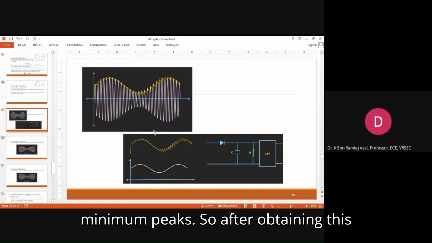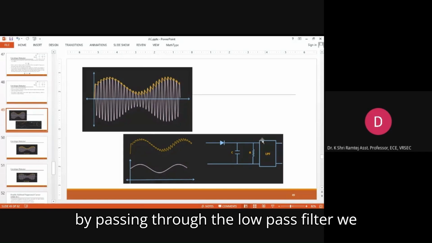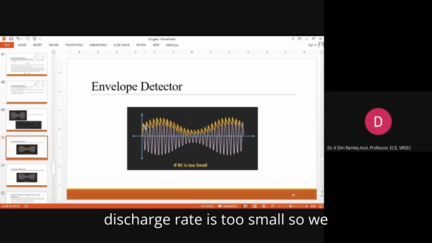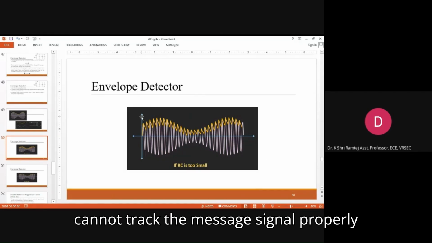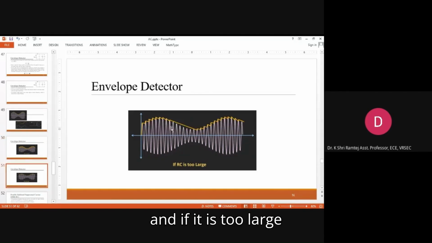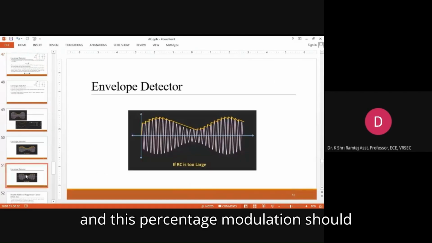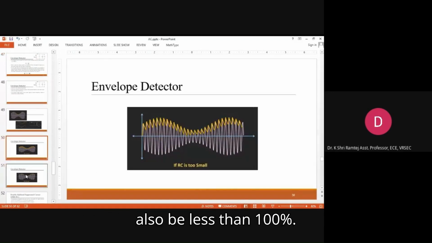After obtaining this, by passing it through the low pass filter, we can get the message signal. If the discharge rate is too small, we cannot track the message signal properly, and if it is too large, these peaks will be missing. So we should lie between these two values, and the percentage modulation should also be less than 100%.